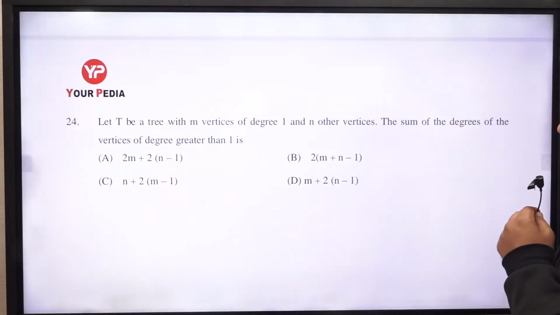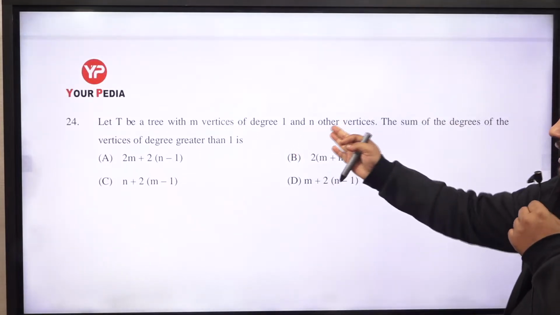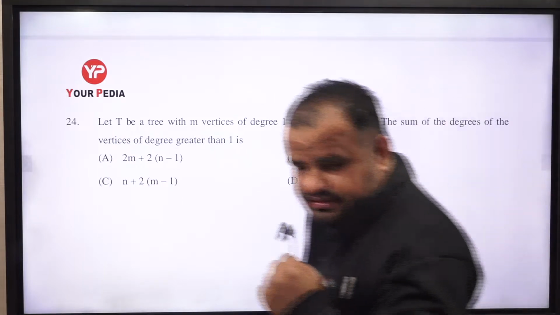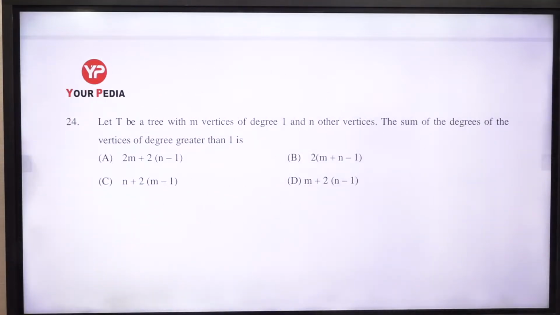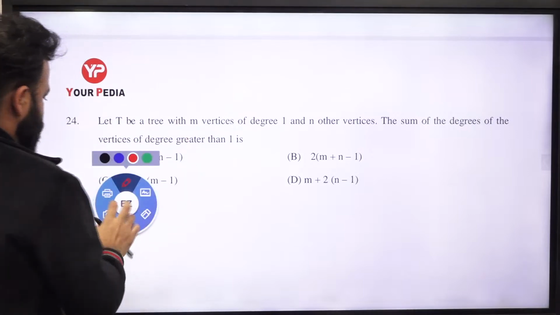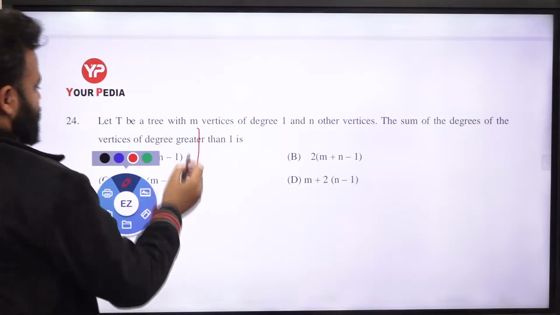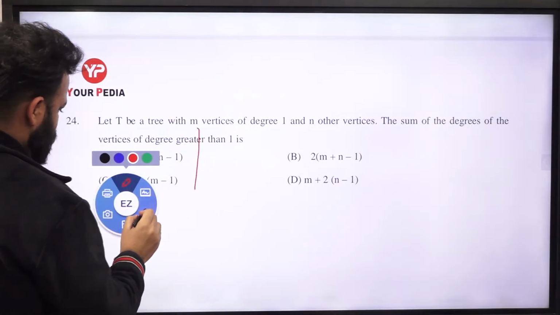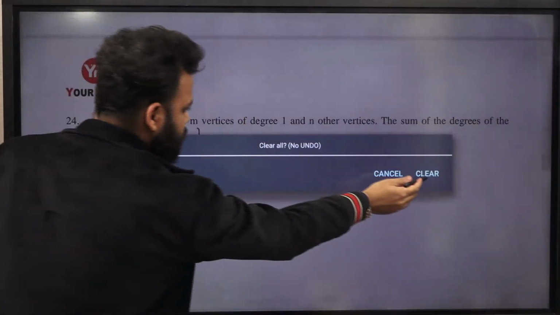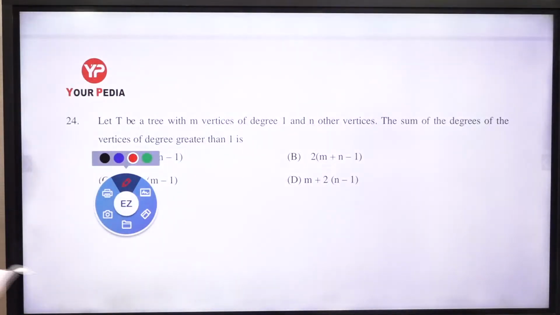Now tell me, let T be a tree with m vertices of degree 1 and n other vertices. Keep in mind, please read the question carefully. Okay, so let the tree T be a tree.